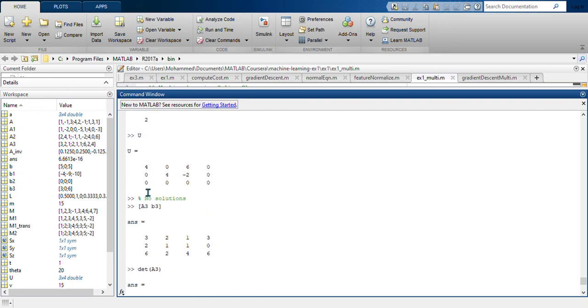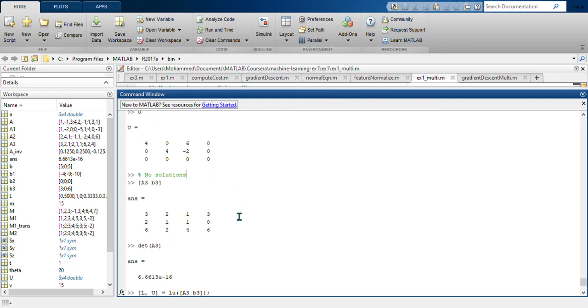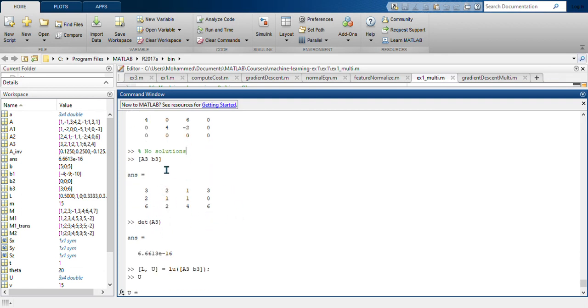Compare this with the previous case where we had all zeros. Okay, this is not an impossible situation. 0 plus 0 plus 0 equals 0. That's quite possible. But that makes the rank less than the number of variables, therefore we cannot solve it.